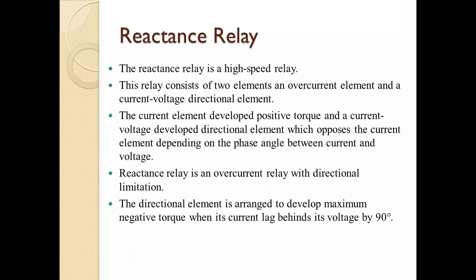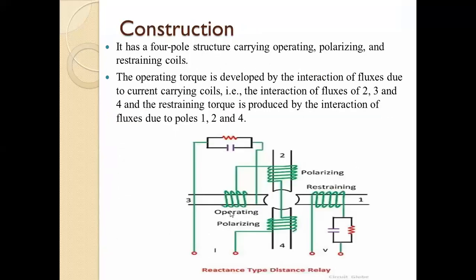Now we'll see the second, that is the reactance relay. So here we are considering the reactance that is X. Now this reactance relay is a high speed relay, higher speed than your impedance relay. This relay consists of an overcurrent element and a current voltage directional element. There are two main elements. We'll see the constructional details here.